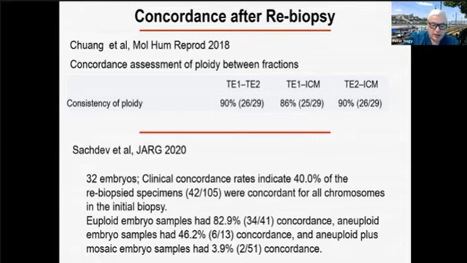Saktev and colleagues published in JARG this year, where they found in 32 embryos that 40% of the rebiopsy specimens were concordant for all chromosomes with the initial biopsies. They found that the concordance was higher when the embryo was euploid or aneuploid, but lower when it was mosaic.